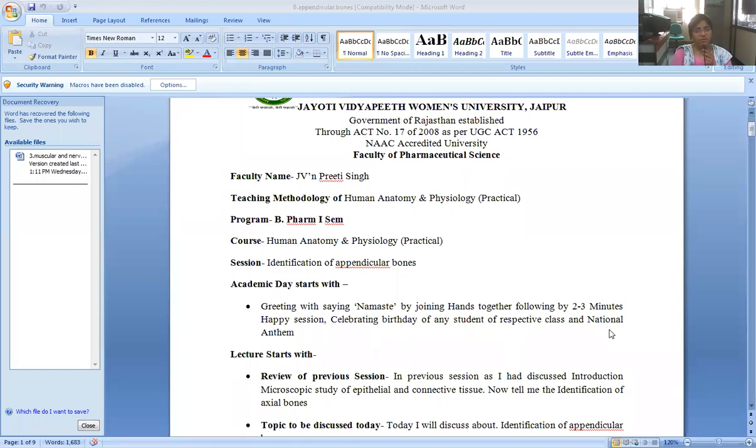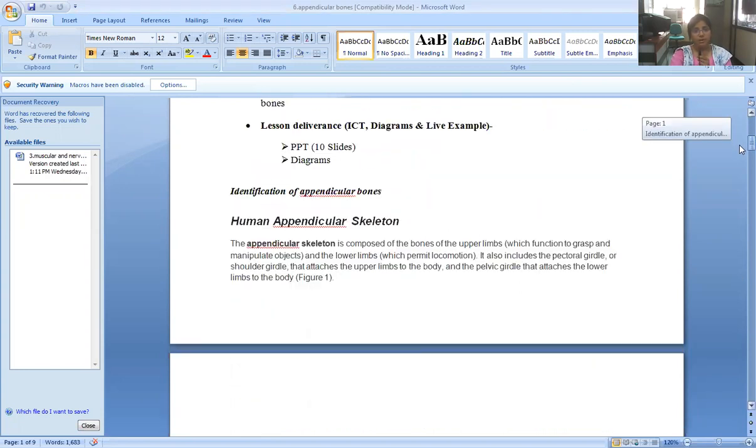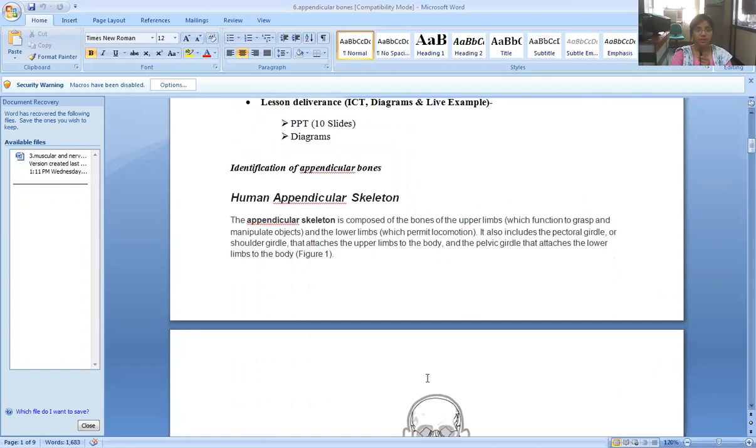Today I will discuss the topic identification of appendicular bones. This topic belongs to the human anatomy and physiology practical for the B Pharm first semester. Now we discuss the human appendicular skeleton, so the identification of appendicular bones.